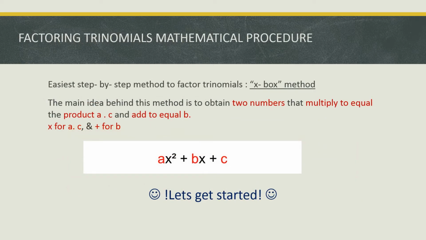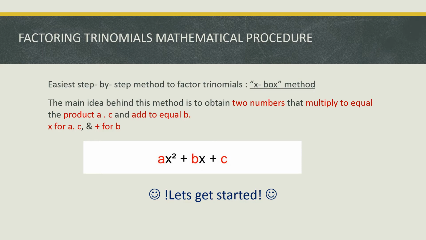Today I'll show you the easiest step-by-step method to factor trinomials, which is most generally called the Xbox method. It is very straightforward. The main idea behind this method is to obtain two numbers that multiply to equal the product A times C, or AC, and add to equal B. So, multiply for AC, or A times C, and add for B.